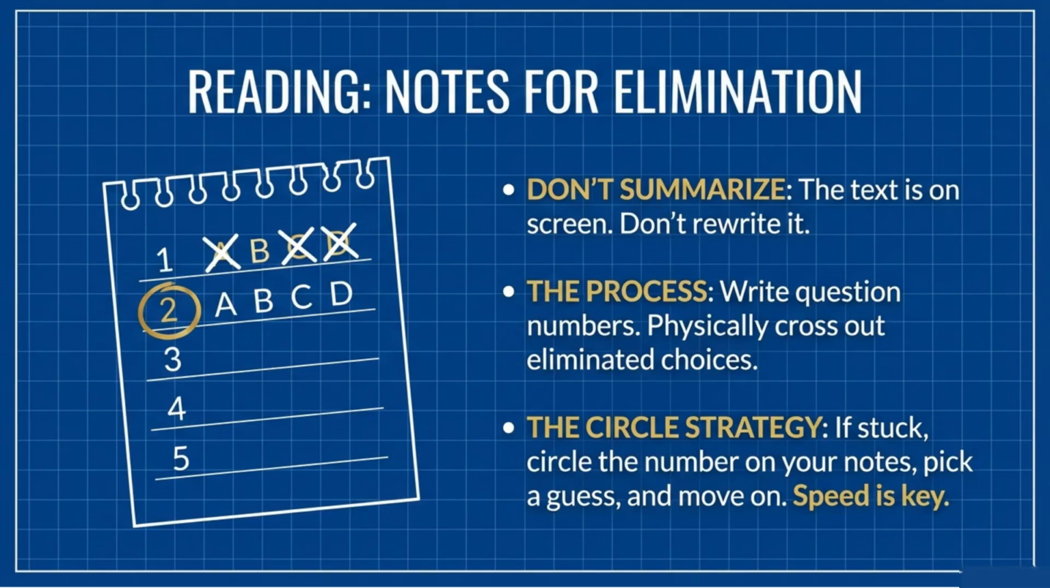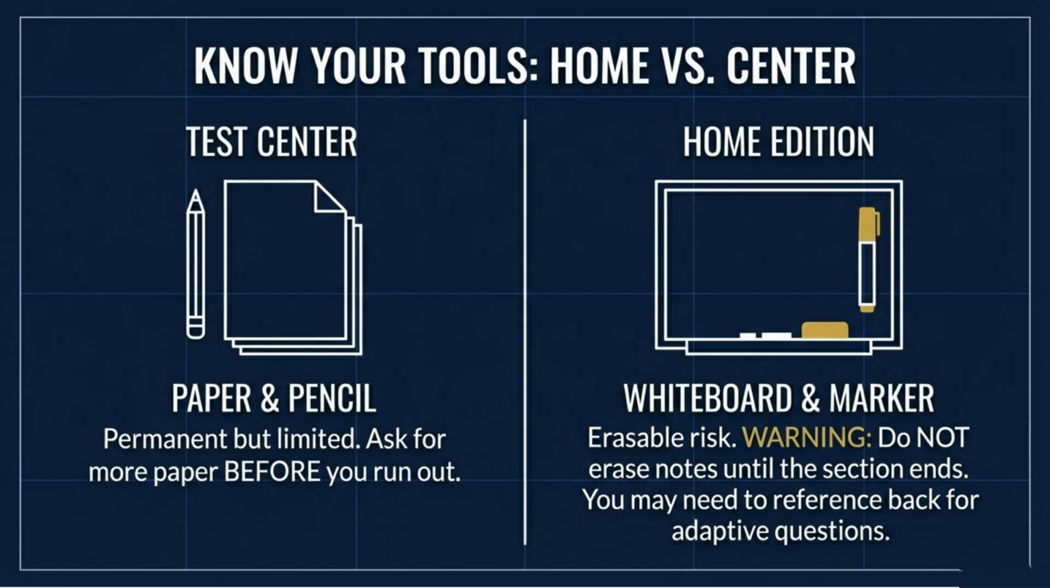Now let's talk about the tools you will use. At the test center, you get paper and pencil. It is permanent, but limited. Ask for more paper before you run out. At home, you use a whiteboard and marker. Be careful. If you erase your notes before the section ends, you lose that information. Write clearly, and do not erase too soon.